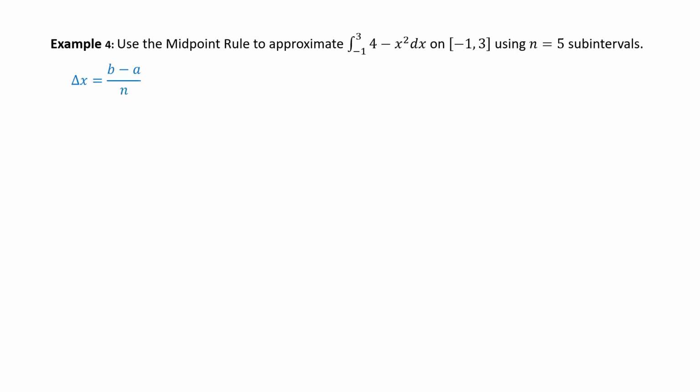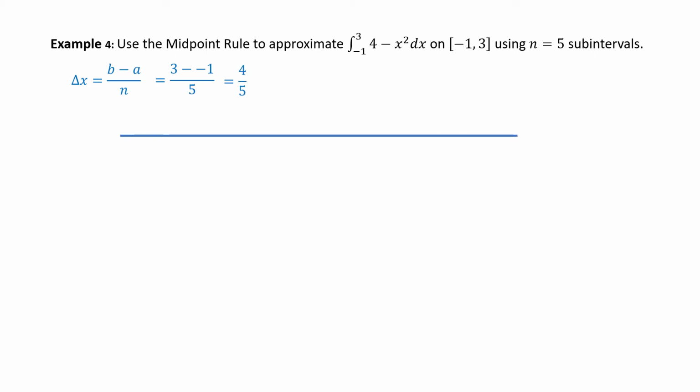That would be the delta x, which is equal to b minus a divided by n. This would be 3 minus -1 divided by 5. 3 minus -1 is 4, so we'll have 4/5.